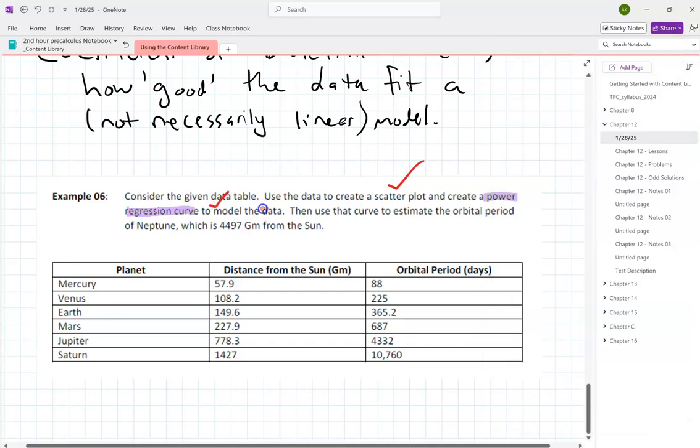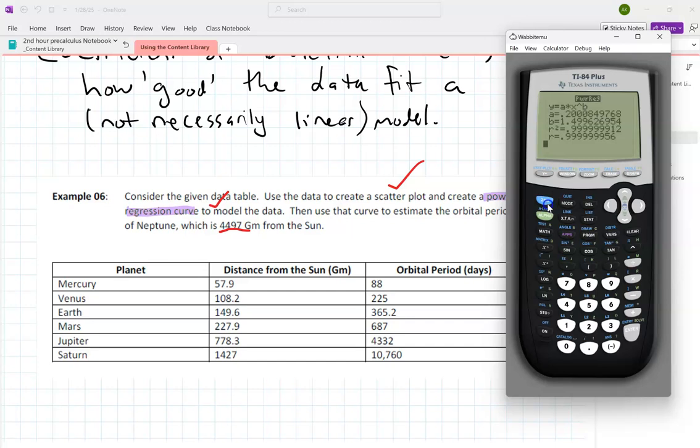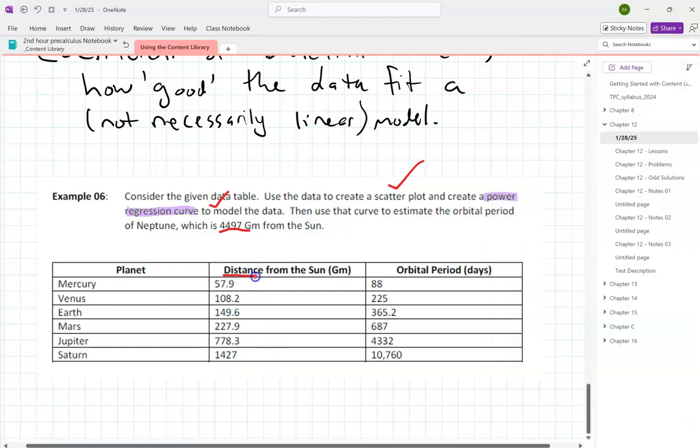We did that part. It says, then use that curve to estimate the orbital period of Neptune, which is 4,497 gigameters from the sun. Okay? So what I'm going to do is I'm going to do y1 of 4497. And I know I need to do that because these were my x's. Those were my distances from the sun. So I know I'm plugging it in for x.